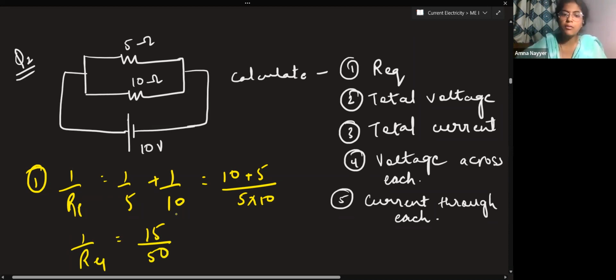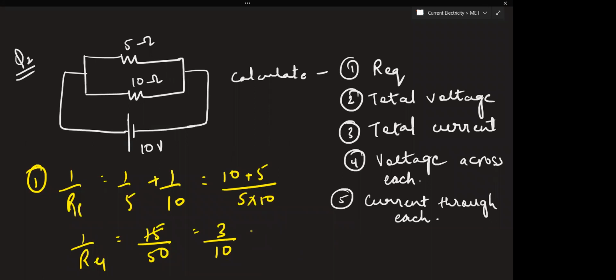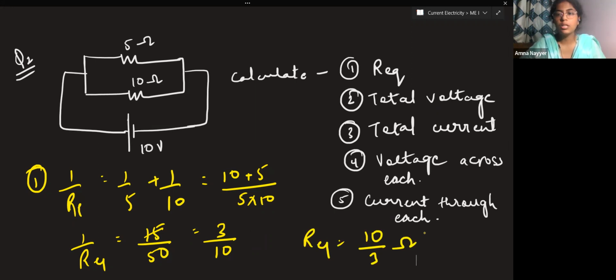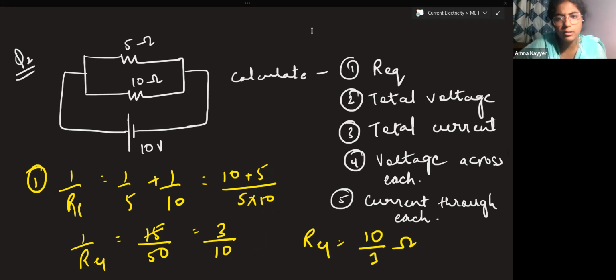So as you people have already solved this, see, what's the point? Okay, let's just reduce this. This becomes 3, this becomes 10. I mean, you have submitted your answer here. Is 3 by 10 R equivalent or is it 1 by R equivalent? Oh, it's 1 by R equivalent. Okay, got it. So R equivalent will be 10 divided by 3 ohms, like this. Fine. So total voltage will definitely be 10 volts. That is correct of both of you.